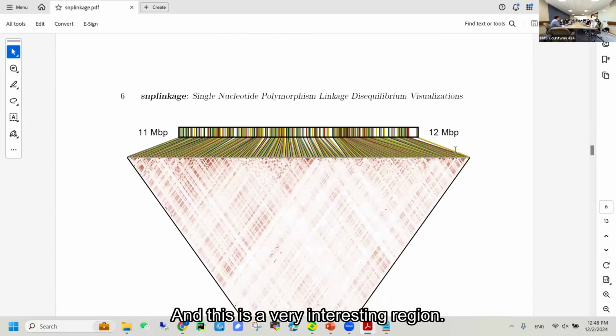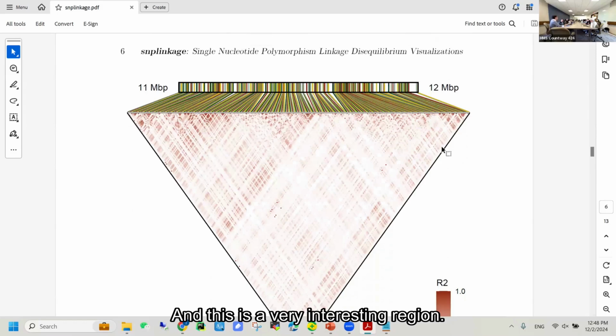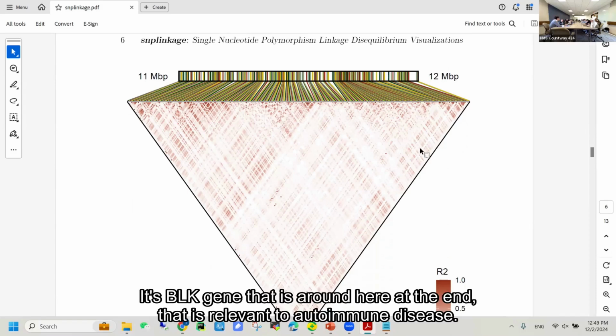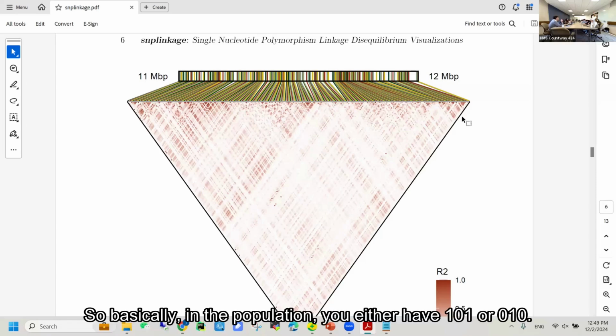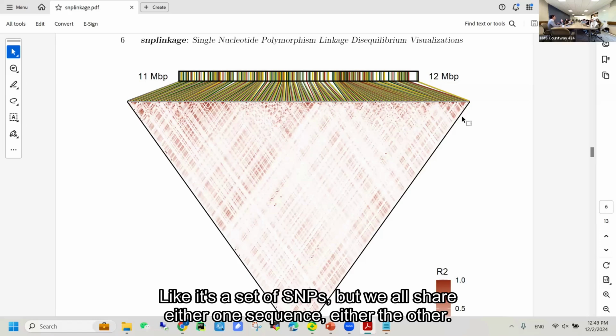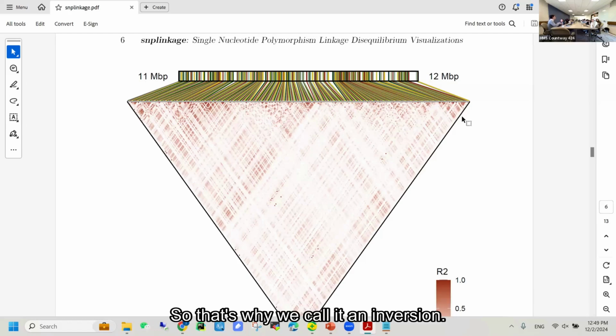And this is a very interesting region. It's chromosome 8. It's the BLK gene, which is around here at the end, that is relevant to autoimmune disease. So what's happening here is that it's an inversion polymorphism. So basically, in the population, you either have 101 or 010. It's a set of SNPs, but we all share either one sequence or the other. So that's why we call it an inversion. It's either you have one or the other.